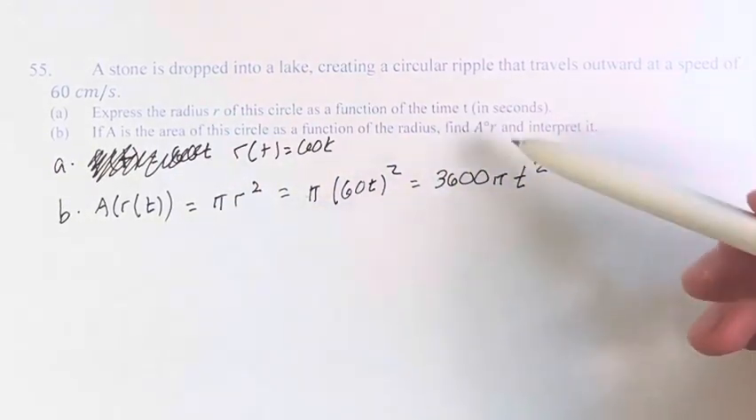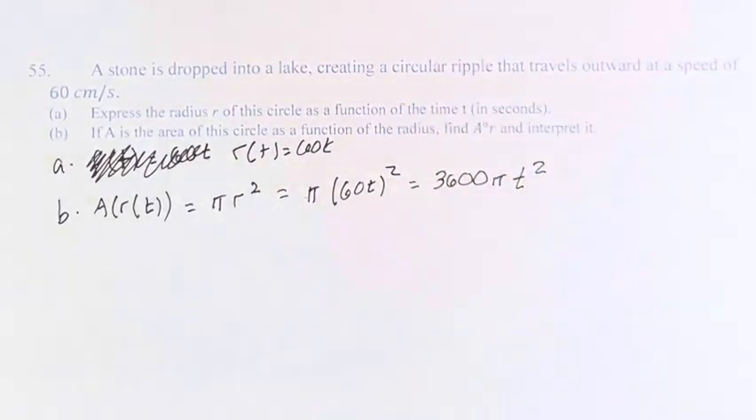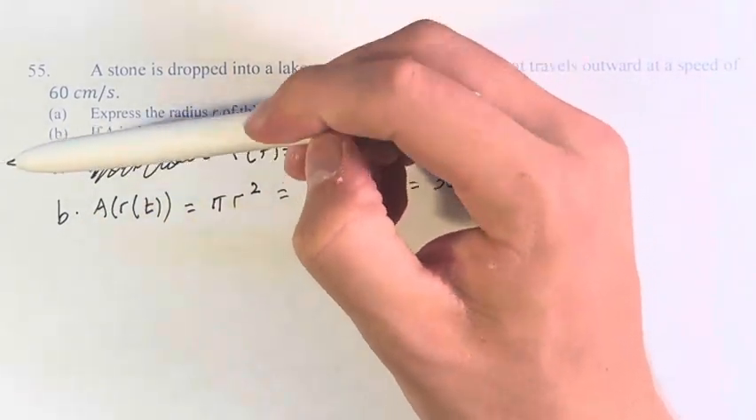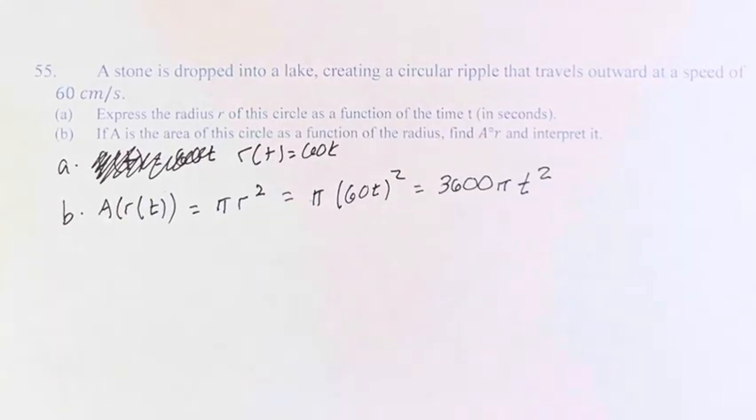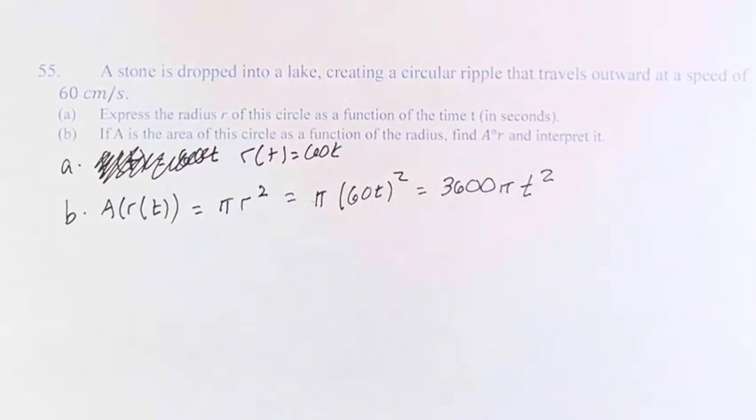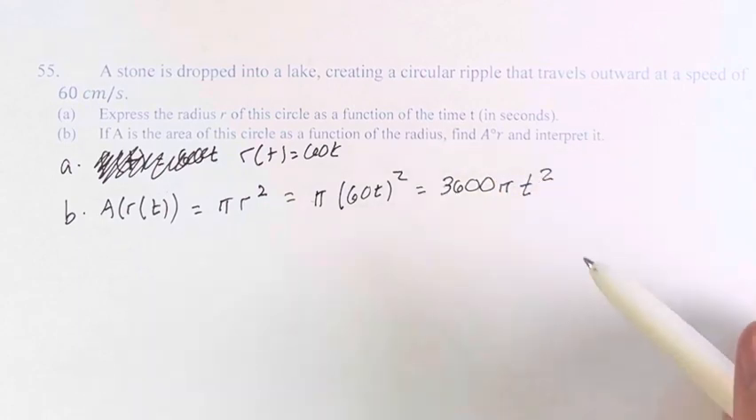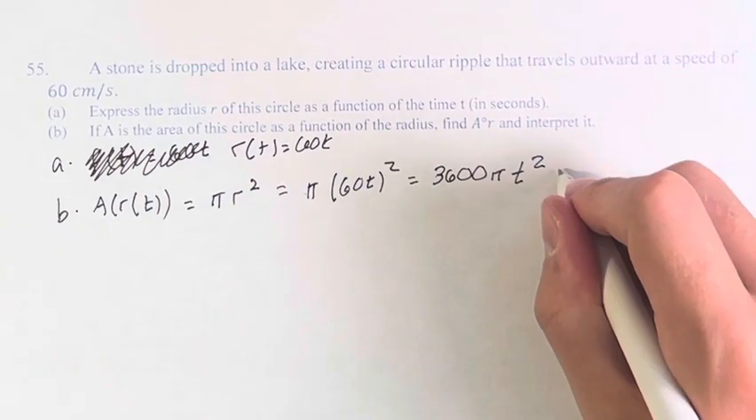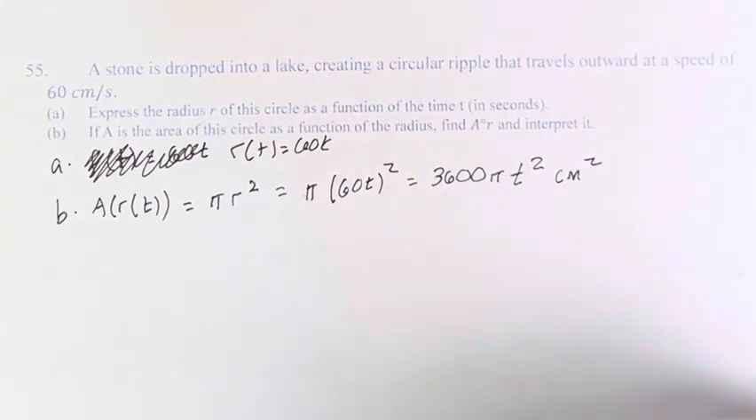What does this actually mean, right? We're asked to interpret this. Well, this is the area as a function of time. So at any given time, in the seconds since the stone was dropped into the lake, the area is going to be 3,600 pi t squared. This is in centimeters squared for area, and it is the composition of this function.